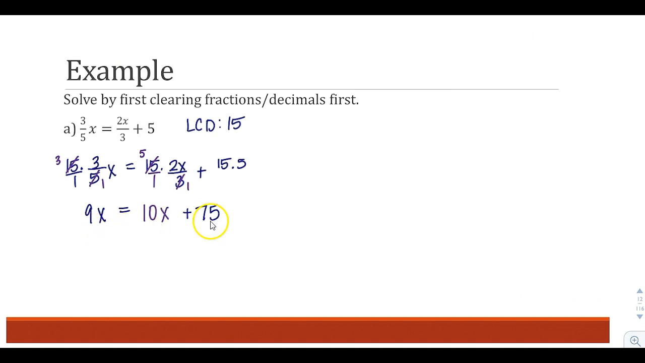So this equation is the exact same as solving the original equation, but notice that it doesn't have any fractions. We've cleared the equation of fractions, but it's the same because we just did what we did on one side to the other side. We multiplied everything by 15, so that didn't change anything.